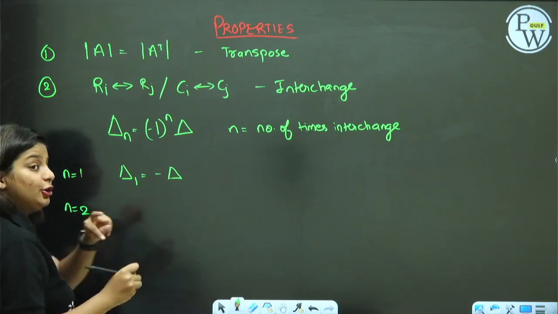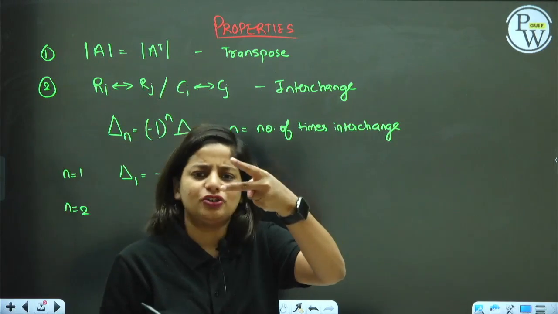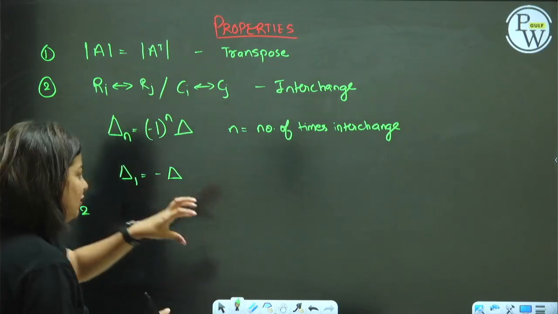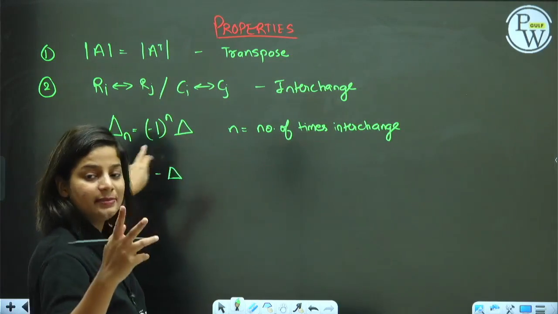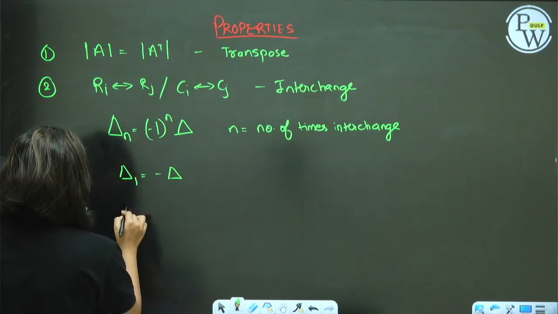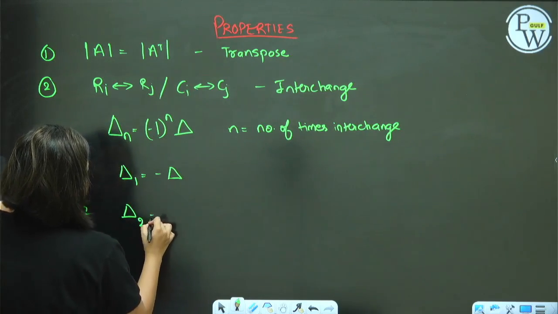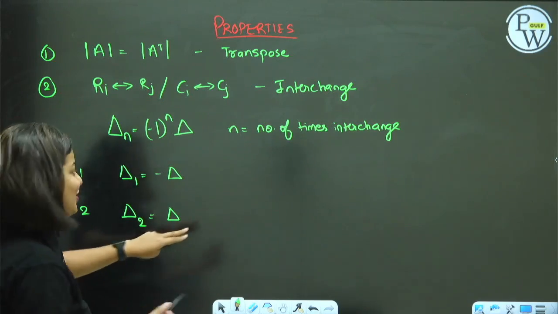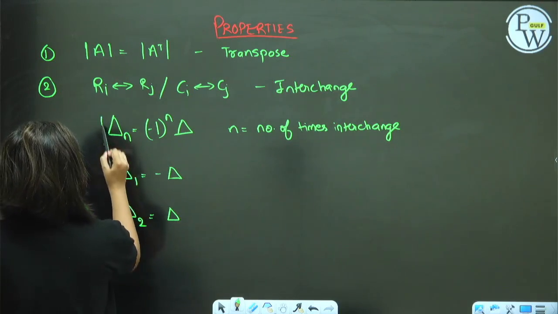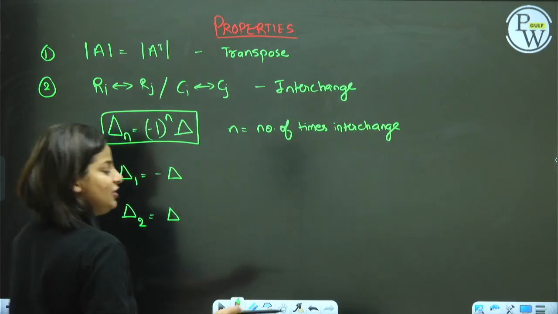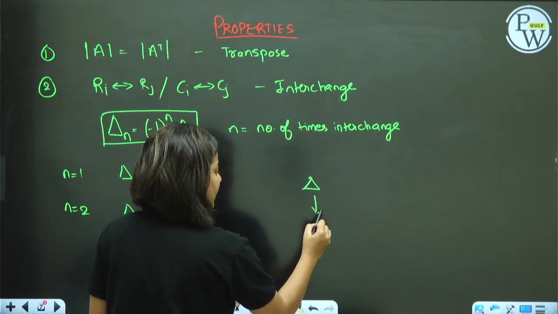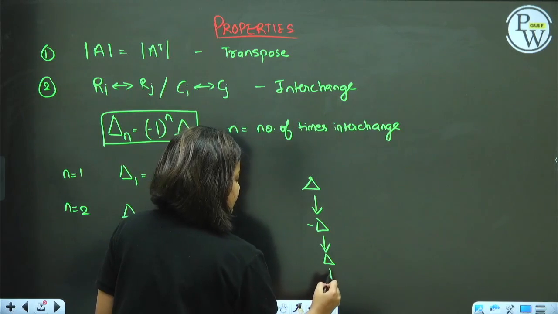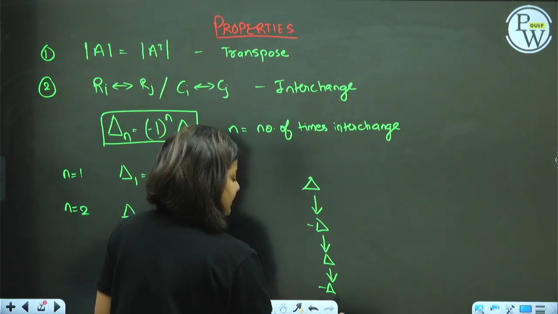If you are doing the transition 2 times, once you interchange row 1 and row 2, now you are again interchanging row 2 and row 3. So in a particular determinant, if you are doing this kind of interchange 2 times, what will happen? Minus 1 raised to 2 is the same as delta. You will get back delta. Initially it was delta. One transition will make it minus delta. Another transition will make it plus. Once again minus delta. Once again plus delta.